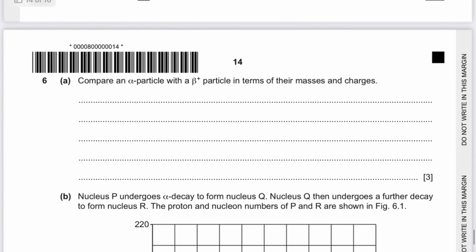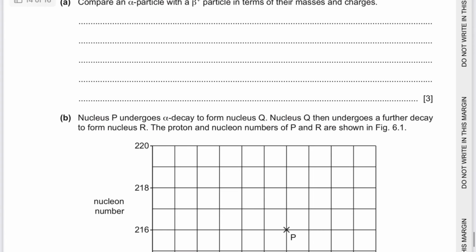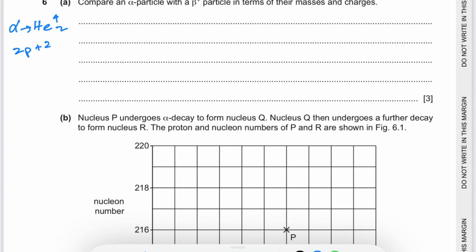Question 6a. Compare an alpha particle with a beta plus particle in terms of their masses and charge. An alpha particle is almost like a helium nucleus, which has 2 protons and 2 neutrons, and as you can see, that's a total of 4 particles with 4 atomic mass units, whereas a beta plus particle is like an electron but with the opposite charge, and it has negligible mass.